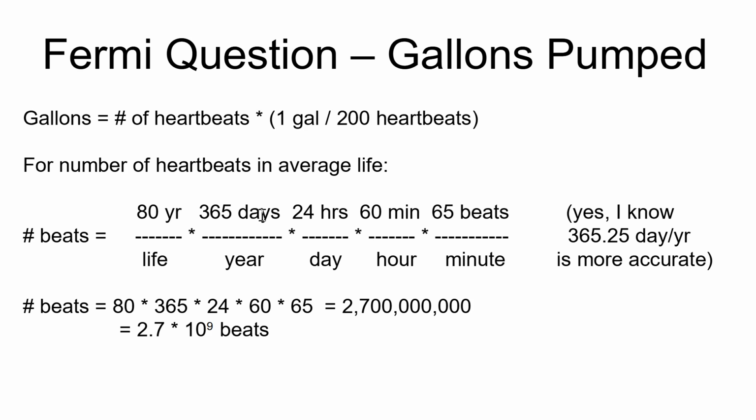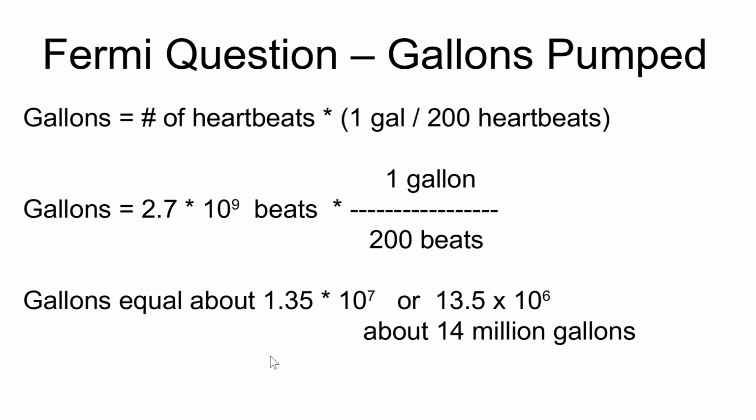And I'm not bothering to get real accurate on the number of days per year. This is an estimate. So it's not worth my time to punch in 365.25 into my calculator. I'll just punch in 365. So in doing that, I come up with 2.7 billion heartbeats in a lifetime of 80 years. 2.7 times 10 to the ninth. 10 to the ninth is a billion. Well, now we have this first factor, how many beats there are going to be.